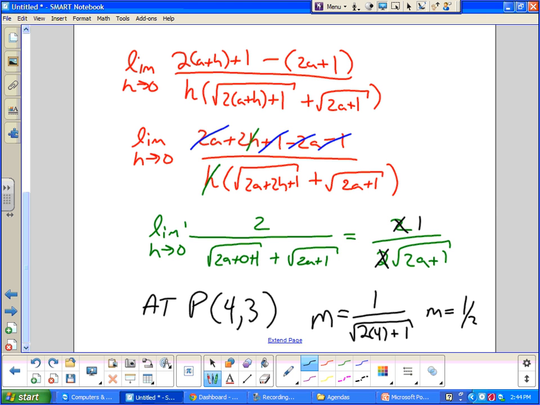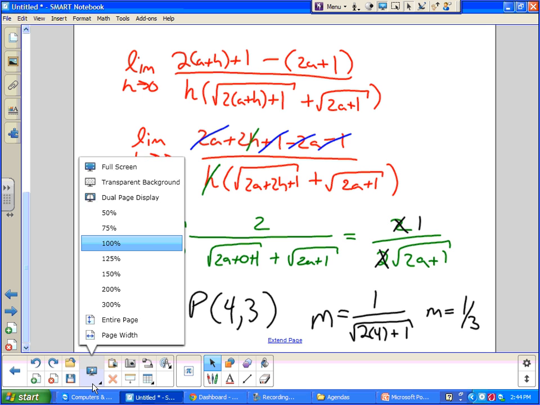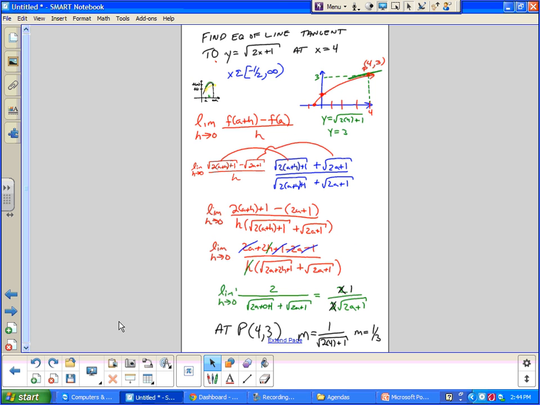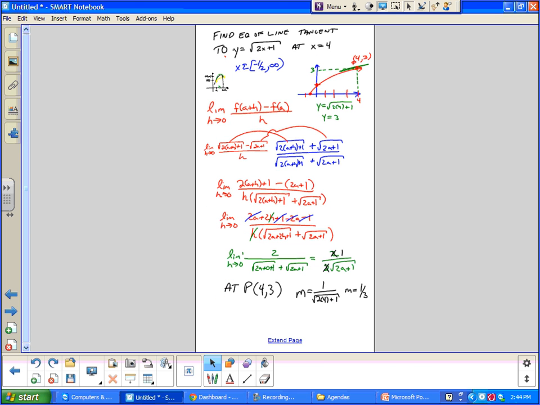Now I'm going to take 1 second before I write the equation of the line. Go back to entire page view for 1 second. Because this is long, but I want to look all the way back up here at the graph. All right? Doesn't that look like 1/3 when you look at the slope? I mean, it just seems like it had to be positive. It had to be less than 45.